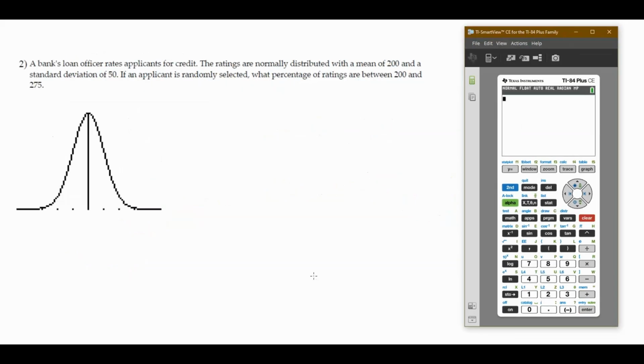Number 2 here, it says a bank's loan officer rates applicants for credit. The ratings are normally distributed with a mean of 200 and a standard deviation of 50. So this is a shorthand to record that. If an applicant is randomly selected, what percentage of ratings are between 200 and 275?